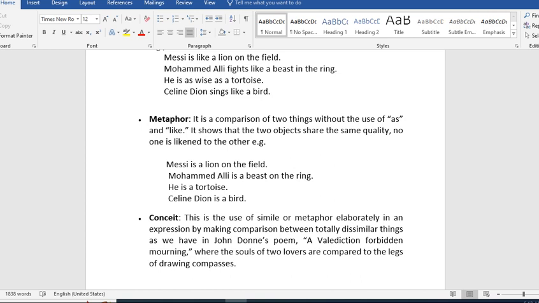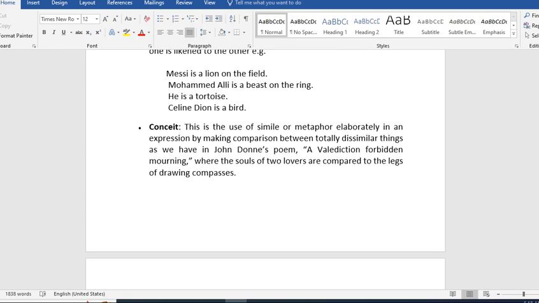The next one is conceit. This is the use of simile or metaphor elaborately in an expression by making comparison between totally dissimilar things, as we have in John Donne's poem, "A Valediction: Forbidding Mourning", where the souls of two lovers are compared to the legs of drawing compasses. So that is a conceit. At times we call it an elaborate simile or elaborate metaphor.